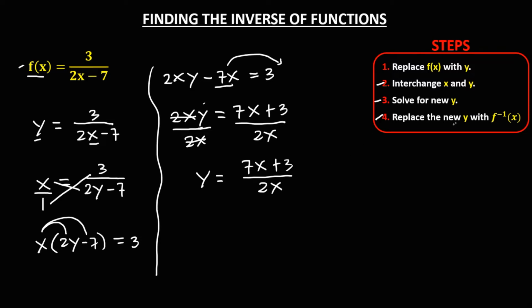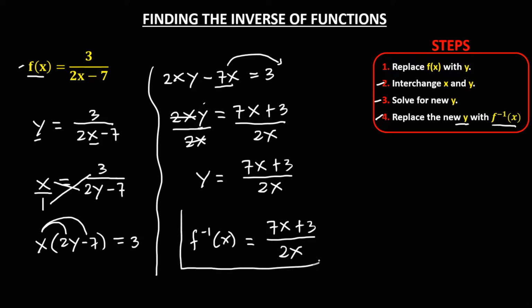Then the last step, replace the new y with the inverse of f of x. So the inverse of f of x equals 7x plus 3 over 2x. This is now the inverse of the given function.